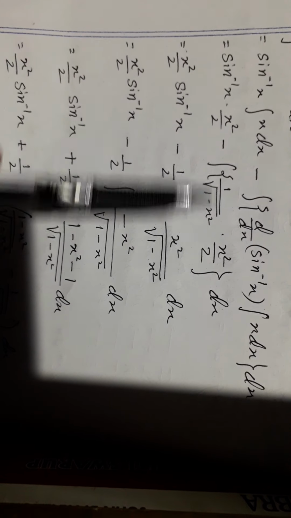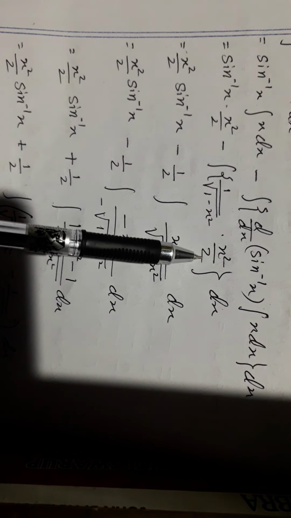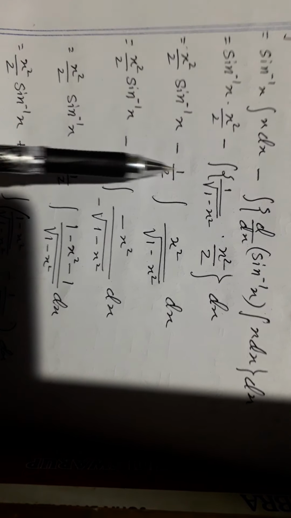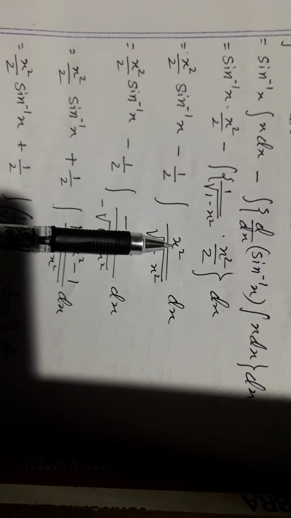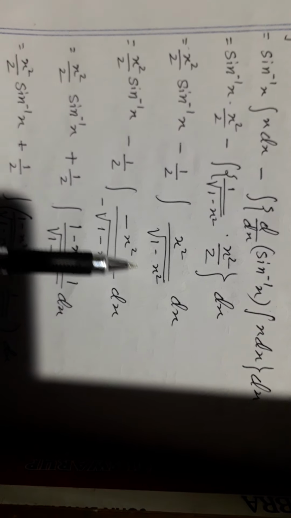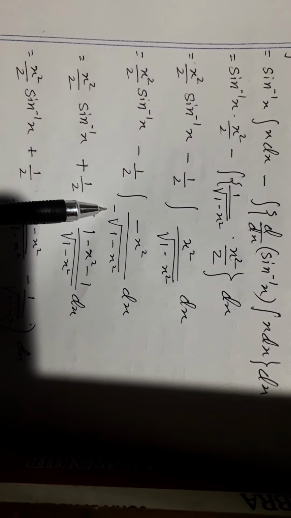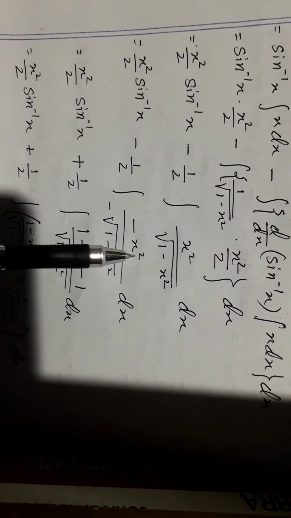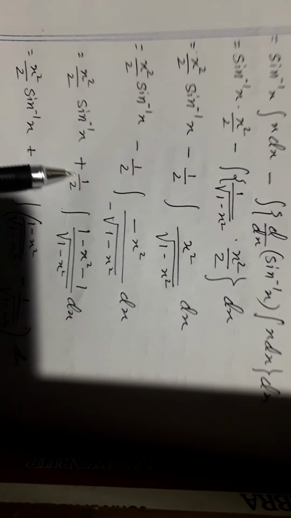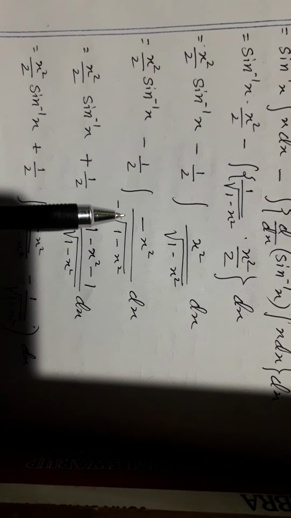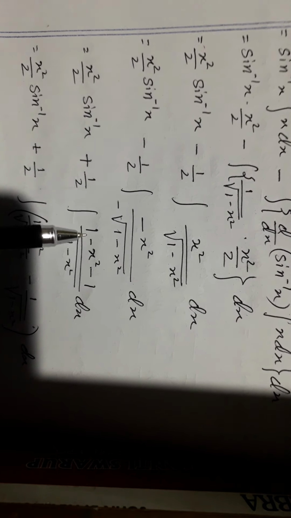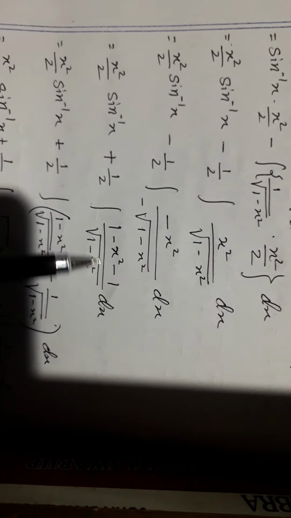Now here 1 by 2 is a constant, we can take it out of the integration, so we get 1 by 2. Here we have x squared by square root of 1 minus x squared, so I want to manipulate here. If I give minus here, I have to give minus here also, and I wrote minus x squared, so minus minus will become plus, so this becomes plus half. So I'm adding 1 and subtracting it. Since I'm adding 1 here, I should also subtract 1, so I get 1 minus x squared minus 1 dx.